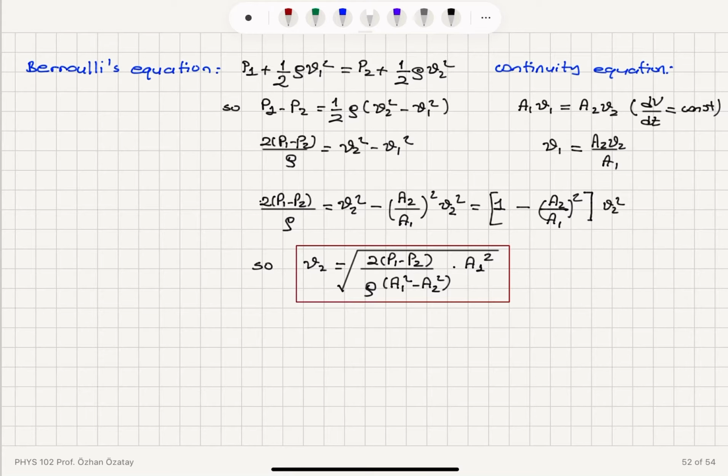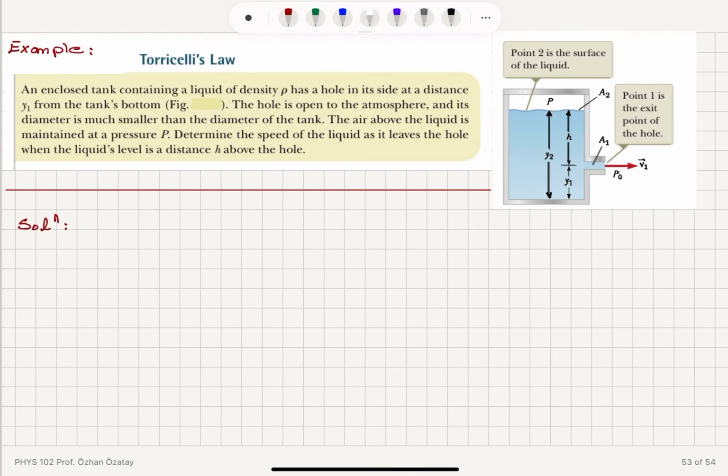So here we have utilized both the energy conservation, Bernoulli's equation, with no change in the potential energy, and the continuity equation, the volume flux is a constant, and this allows us to write V2. Okay, let's look at another example.